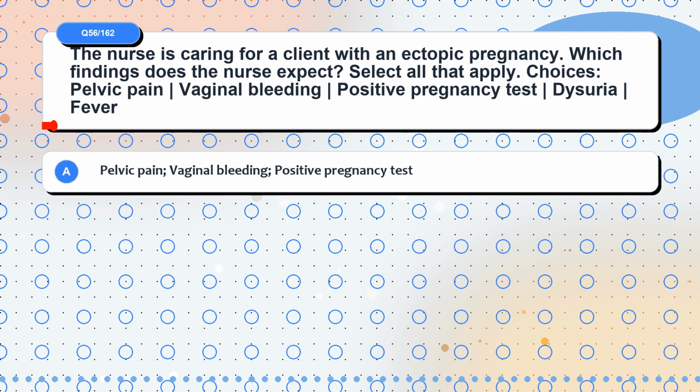Question 56. The nurse is caring for a client with an ectopic pregnancy. Which findings does the nurse expect? Select all that apply. Choices: pelvic pain, vaginal bleeding, positive pregnancy test, dysuria, fever. Here are the options. Option A, pelvic pain, vaginal bleeding, positive pregnancy test.